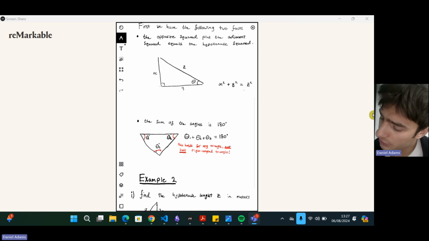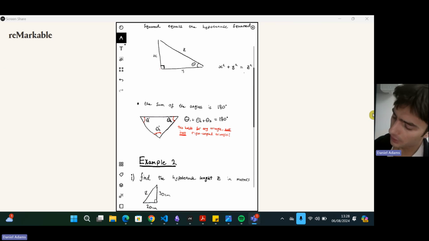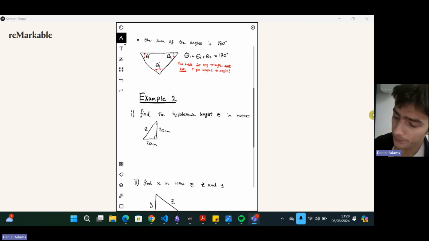There's a second result, which is very general, and this Pythagorean theorem only applies to right angle triangles. This second result applies to any triangle, and it is about the interior angles of the triangle. It says that for any triangle, not just a right angle triangle, the sum of the interior angles, so the sum of theta 1, theta 2, and theta 3, is 180 degrees. Okay, so we have these two results. Let's see if we can use them.